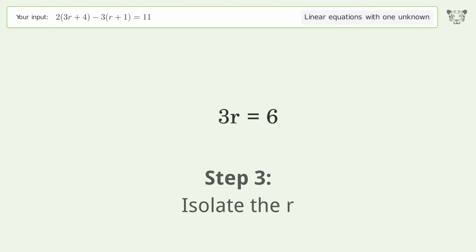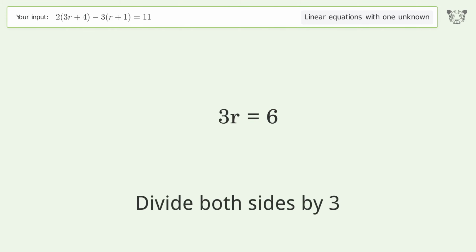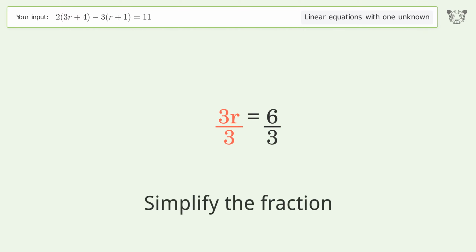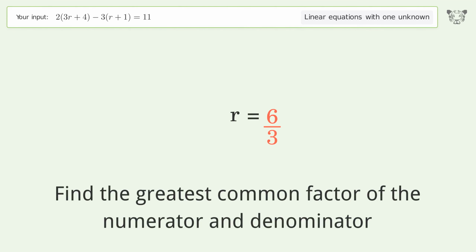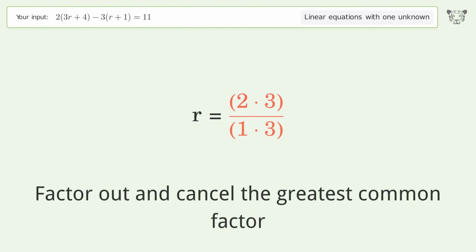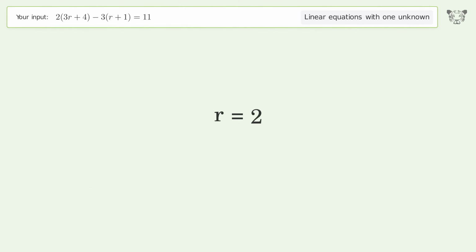Isolate the r. Divide both sides by 3. Simplify the fraction. Find the greatest common factor of the numerator and denominator. Factor out and cancel the greatest common factor. And so the final result is r equals 2.